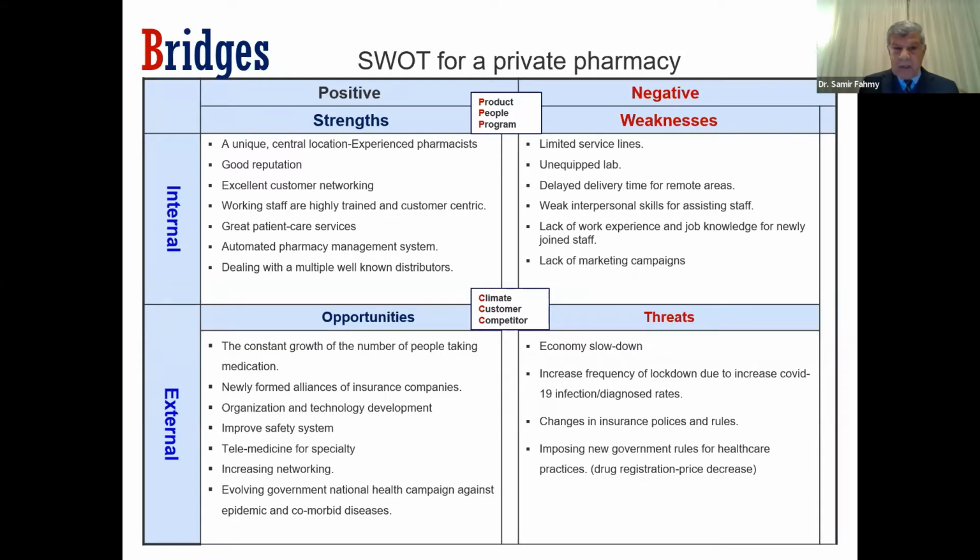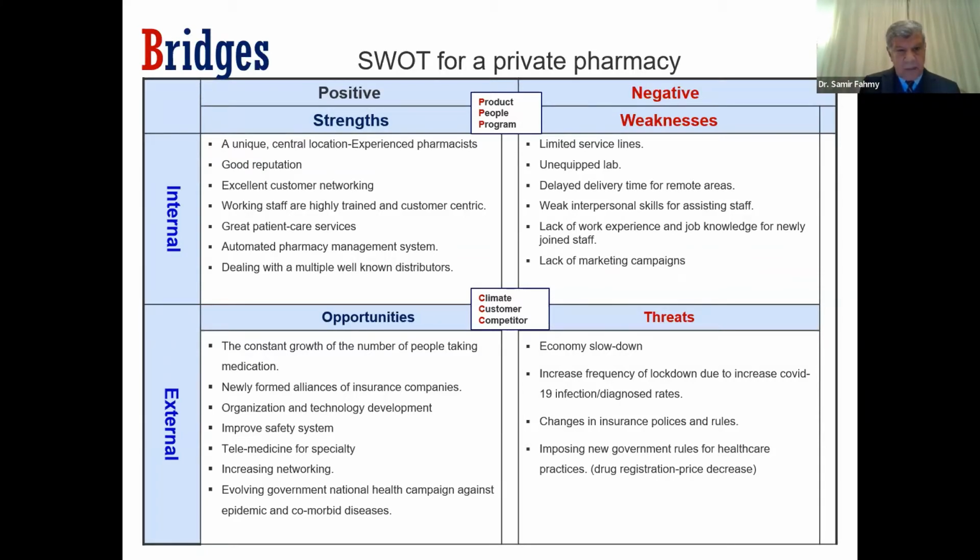Great patient care services. This is what we call a value-added service, not only dispensing medicine, but they also provide counseling, providing the patient care service. They provide on-the-spot answers to any inquiry that might come to the customer's mind.